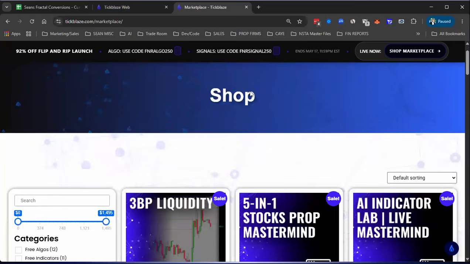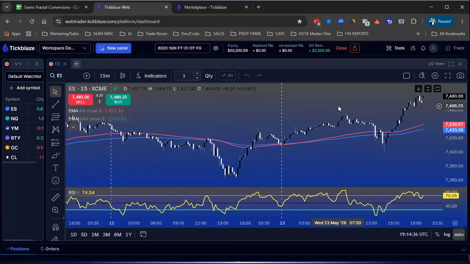No algos will run on the web. The algo platform is strictly desktop. So today's product is specifically for the desktop.